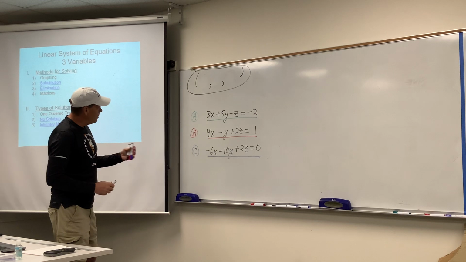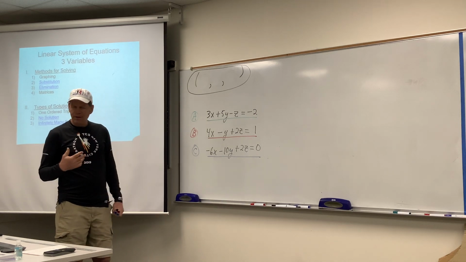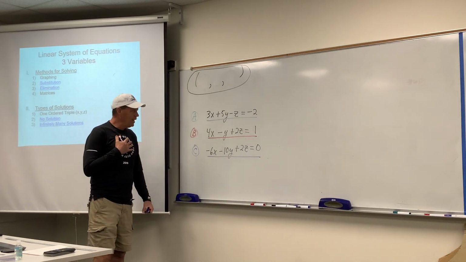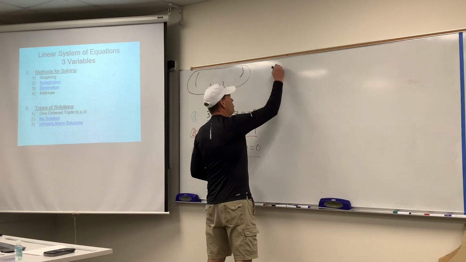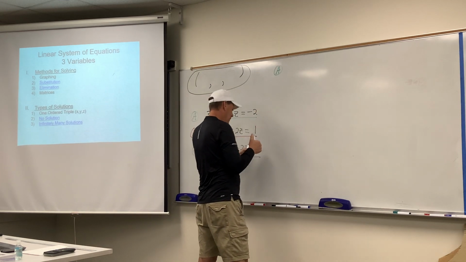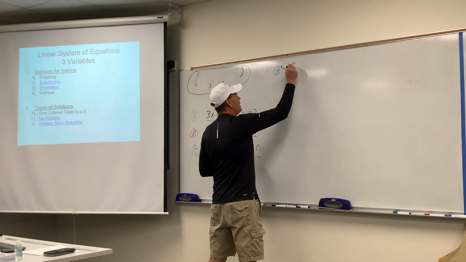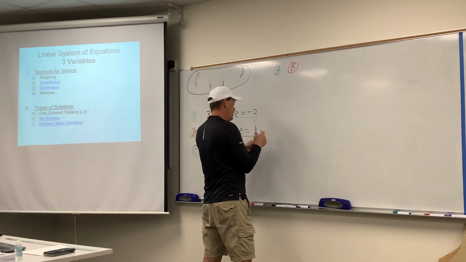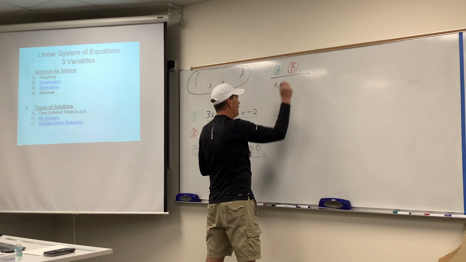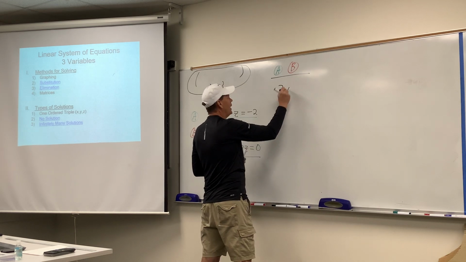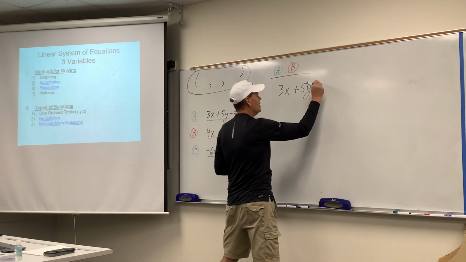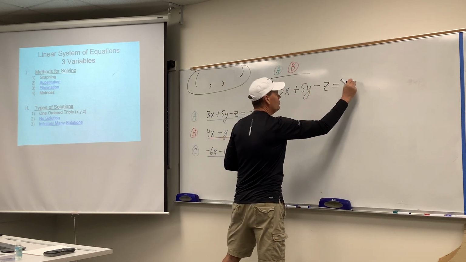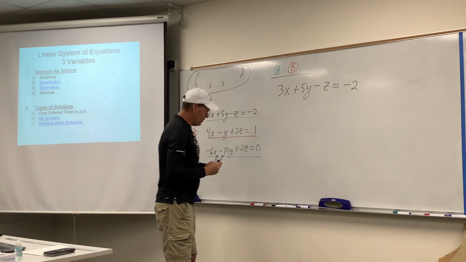All right, so A, B, C. Just like we said on the first example, my recommendation would be to take the top two equations, which I have very boringly labeled A and B. I invite you to be imaginative. You can call them Larry, Moe, and Curly. I don't care. But 3x plus 5y minus z equals -2 is the top equation.